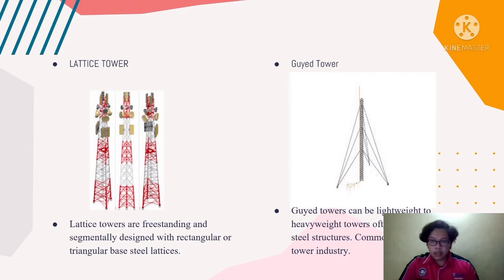Next is guy tower. Guy tower can be lightweight to heavyweight towers, often seen as slender steel structure, commonly seen in the tower industry. The design of this tower is provide strength and efficiency. This tower is supported by one or more stranded steel guy cable that anchor to the ground.